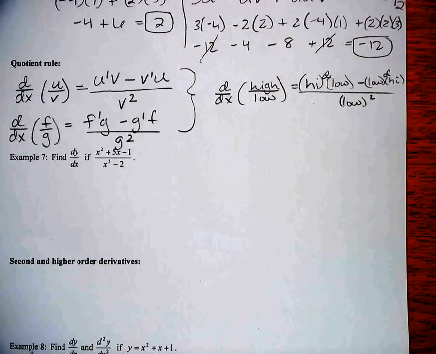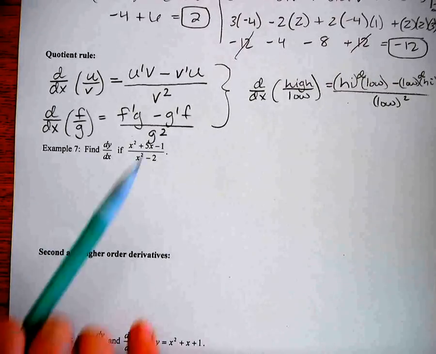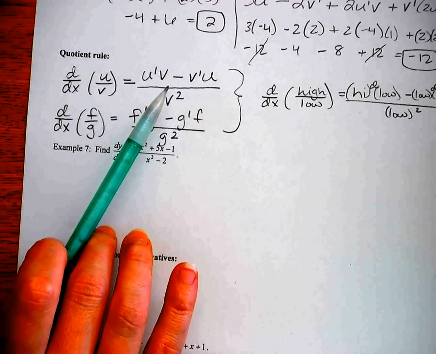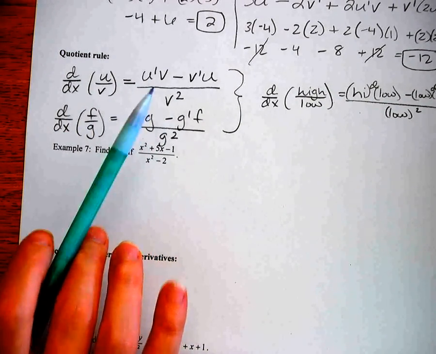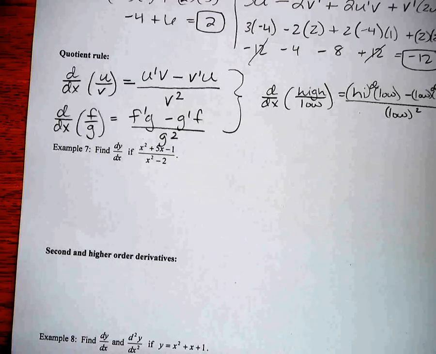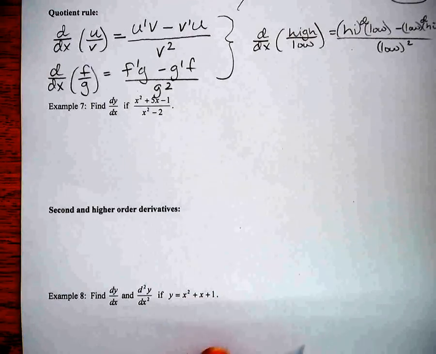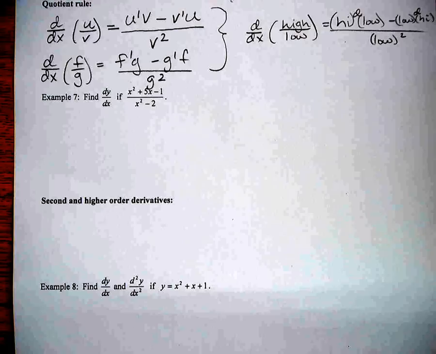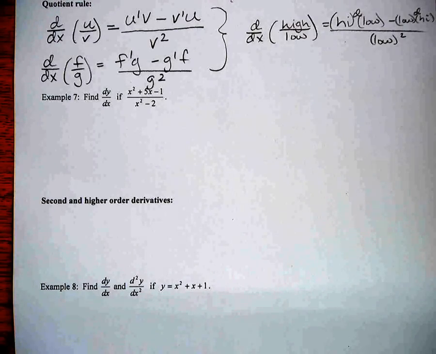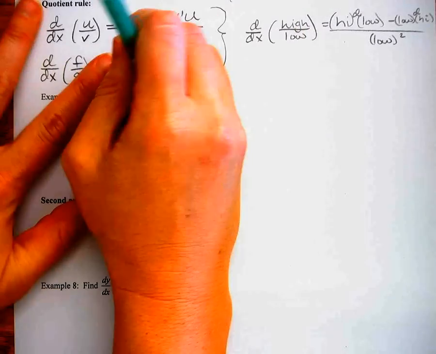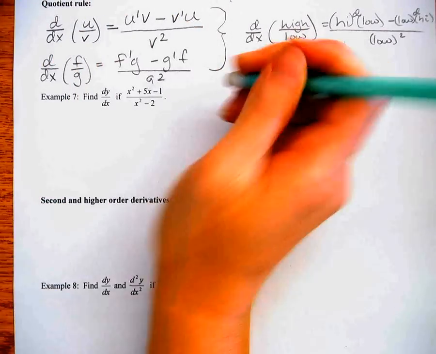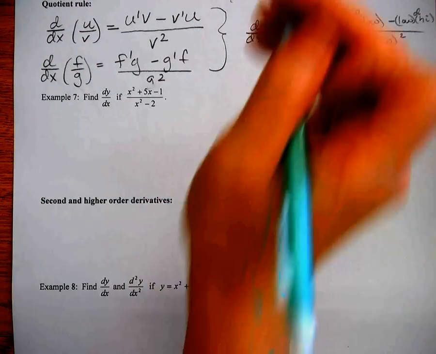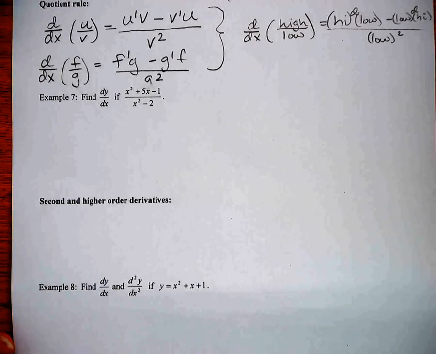Hopefully that will be helpful to you. Some people just have an easier time going u prime v minus v prime u all over v squared. So stick to whatever is easiest for you. And we're going to go ahead and practice using that again with some polynomials because that's what we're familiar with at this point in example 7. So let me just get this out of the way there. Okay. So we have, and what I do, by the way, when I'm doing quotient rule is I keep track of everything.